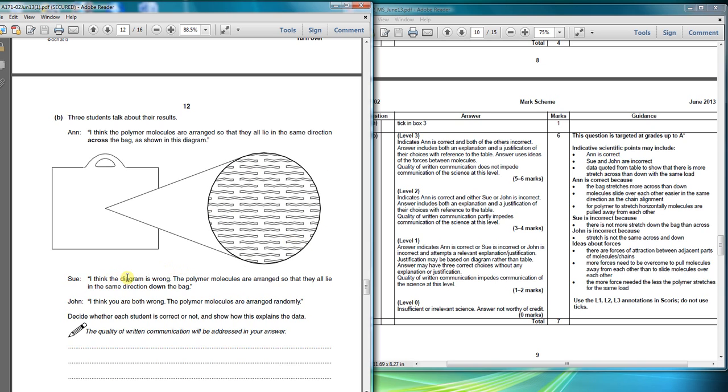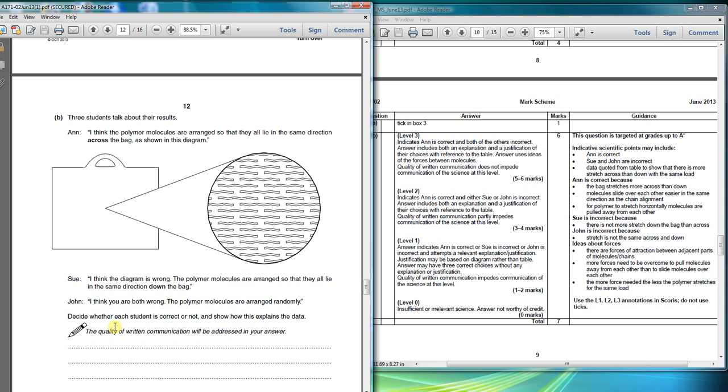Sue says, I think the diagram is wrong. The polymer molecules are arranged so that they lie in the same direction down the bag. So if you imagine the same diagram rotated 90 degrees with the polymers lying up and down, that's what Sue thinks. John thinks, I think you're both wrong. The polymer molecules are arranged randomly.